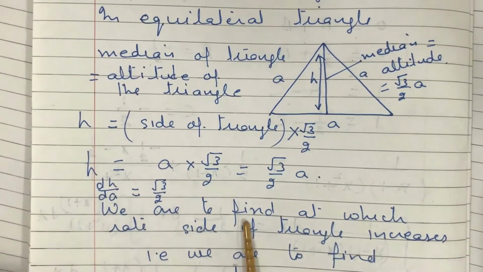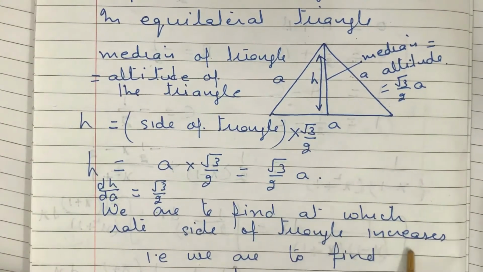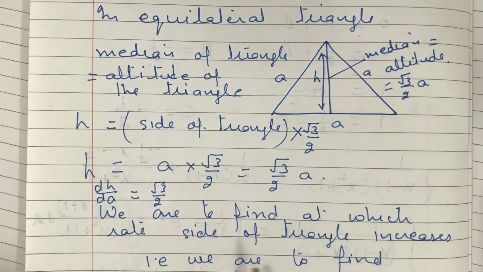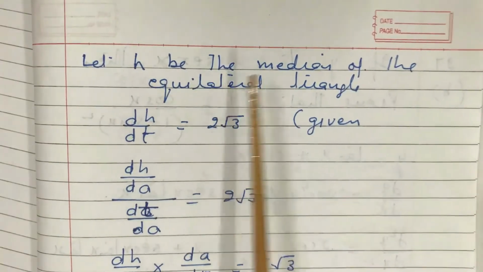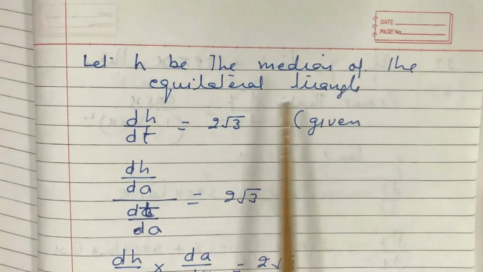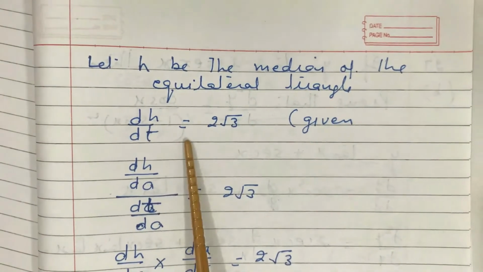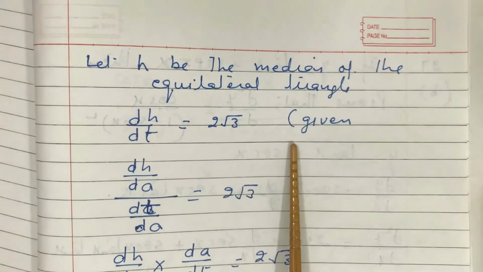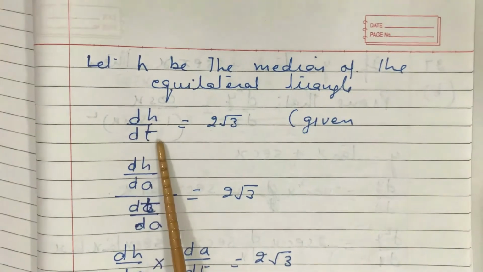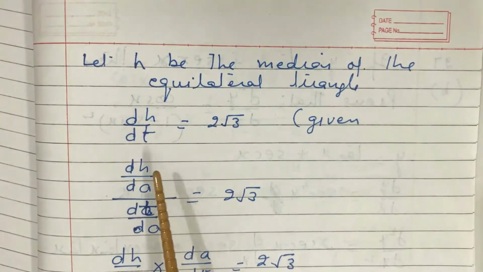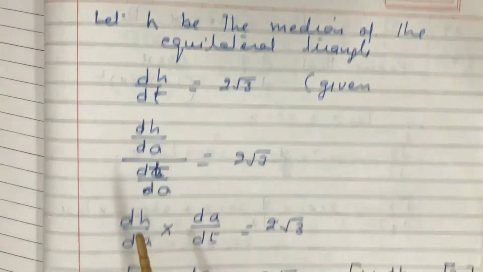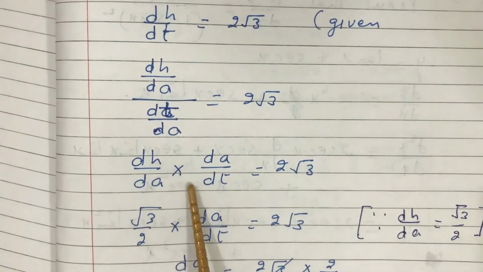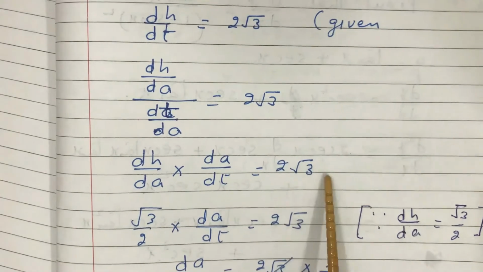We are to find at which rate the side of the triangle increases, that is, we are to find dA by dt. Now h is the median of the equilateral triangle and dh by dt is given as 2 root 3. That is given to us. Divide numerator and denominator by dA. We will have dh by dA upon dt by dA is equal to 2 root 3. So this is equal to dh by dA into dA by dt is equal to 2 root 3.